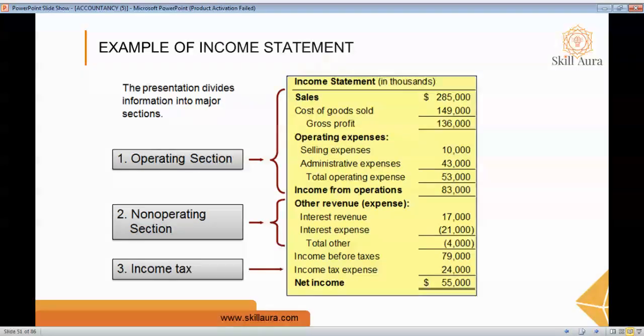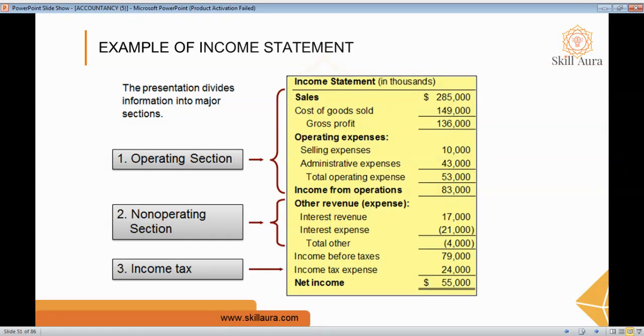Here is a small example of the income statement. In this table, we can analyze the format of the income statement, and it is divided into three different sections: the operating section, the non-operating section, and income tax. Here, the operating expenses depend on the nature of the business. For example, salary, wages, rent and utilities, marketing and advertising, office supplies, depreciation, repairs and maintenance, and so on. These are examples of operating expenses.